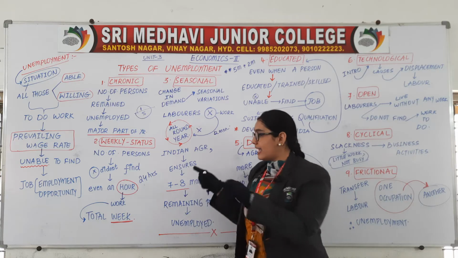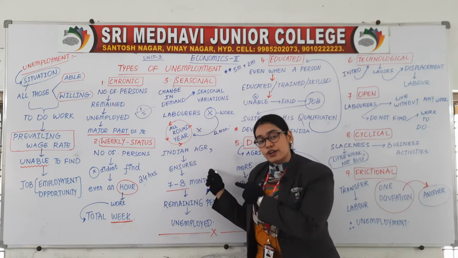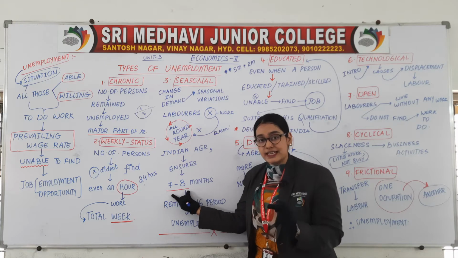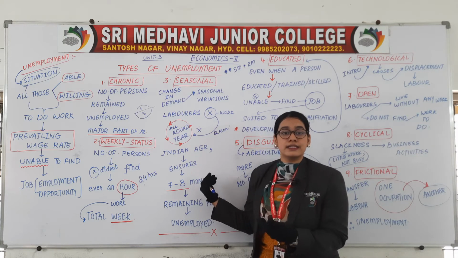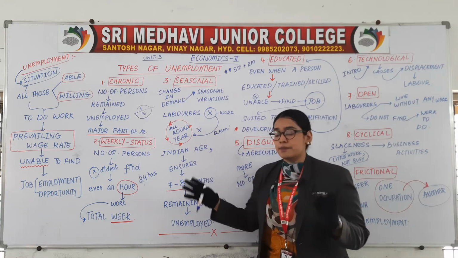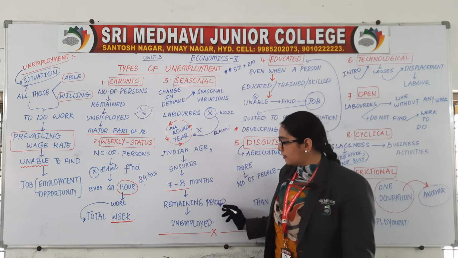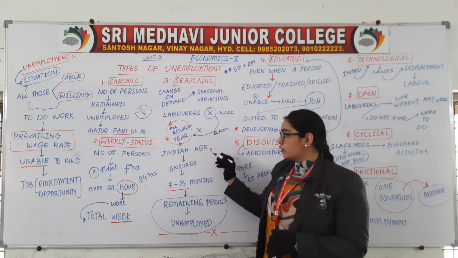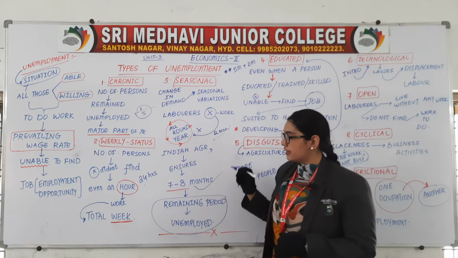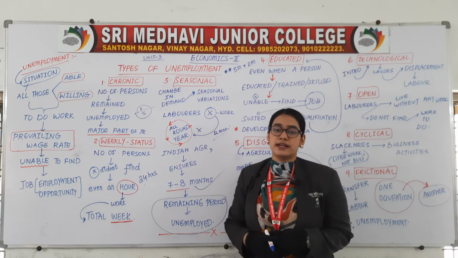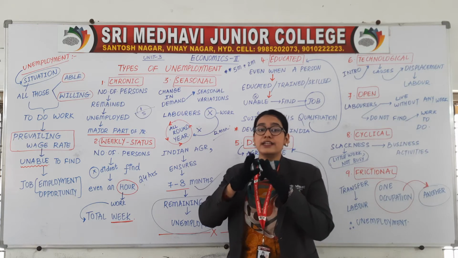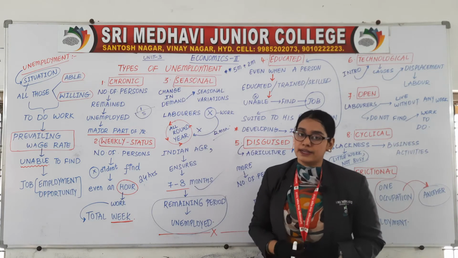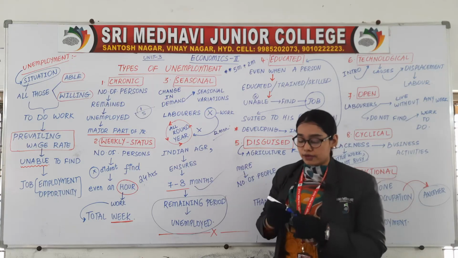So when agriculture is ensuring employment of just 7 to 8 months in a year, what about the remaining months? Laborers are unemployed in the remaining period. Out of 12 months, agriculture ensures a job of only 7 to 8 months. In the remaining period, they are again without jobs. Without jobs means unemployment.